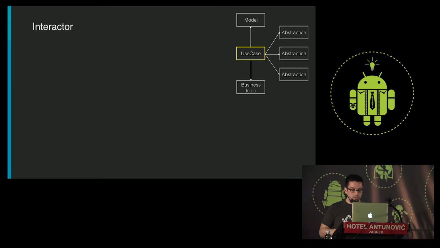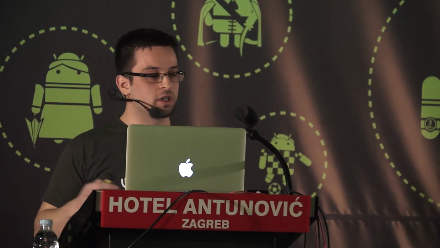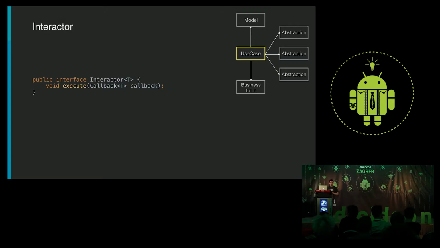If you have looked previously on Google and searched for clean architecture on Android, how to implement that, you'll see that most of the interactors are defined like this. Basically, it's an interface with a void execute method that accepts a callback for a certain type, which is the result of that use case. And that's okay. I don't have anything against that approach.